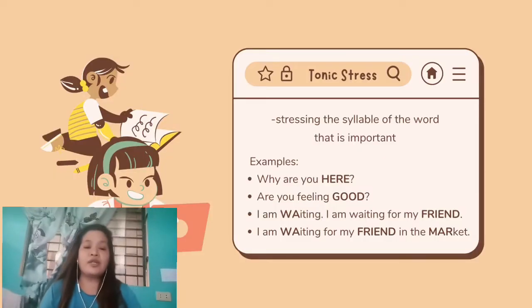Another one is tonic stress. Tonic stress is stressing the syllable of the word that is important. It usually occurs at the last word that carries the thought unit. These words are considered important and usually receive the strongest stress in a segment of speech.